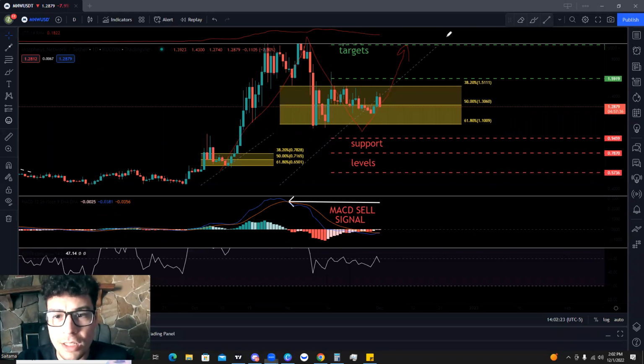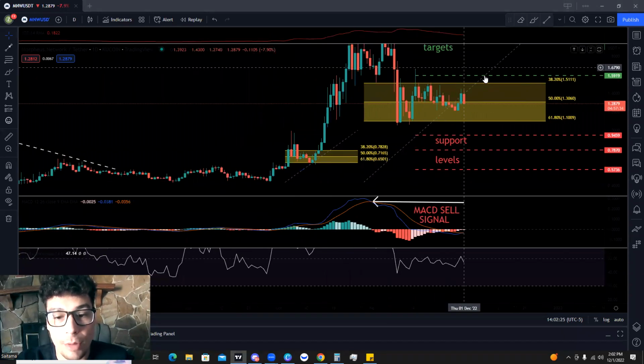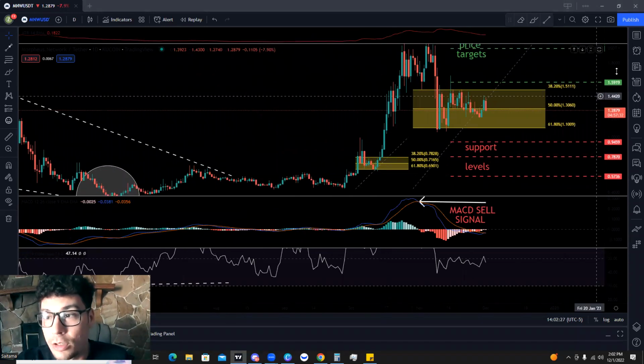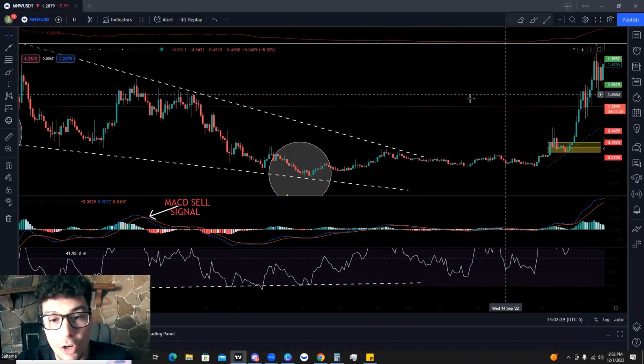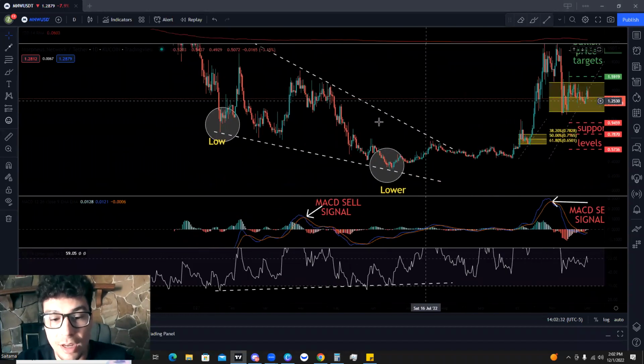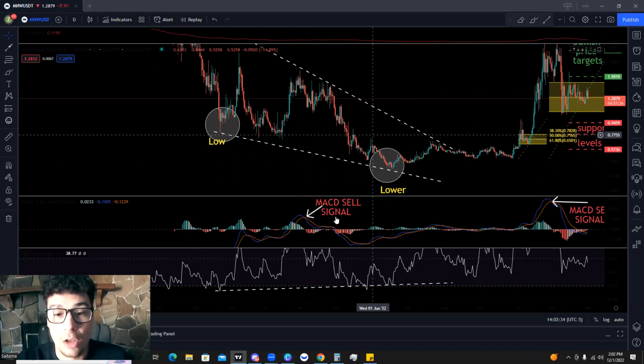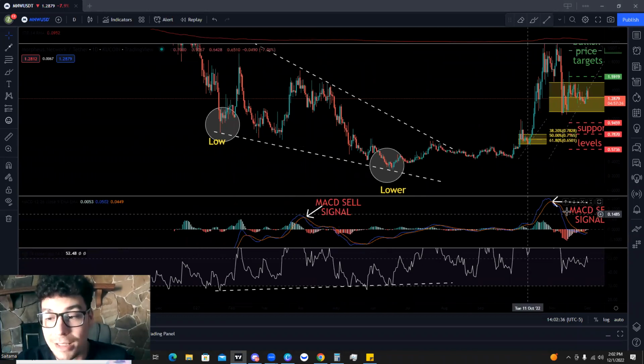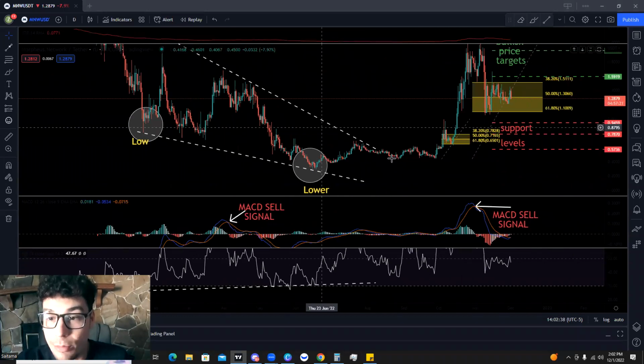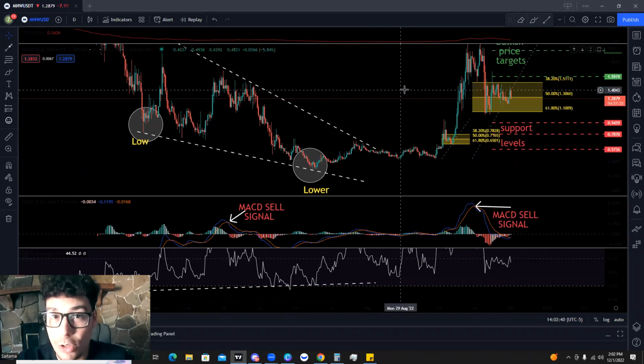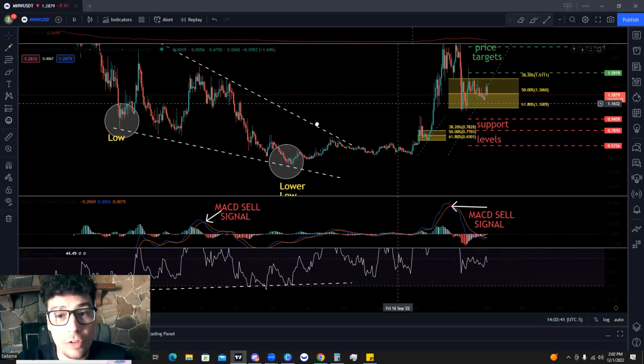So things are still a little bit in the wash right now, but hopefully you learned something new. We went over the falling wedge chart pattern. We went over some bullish divergence on the relative strength index. We took a look at some of the MACD sell signals and how there were very big moves to the downside after those MACD sell signals.